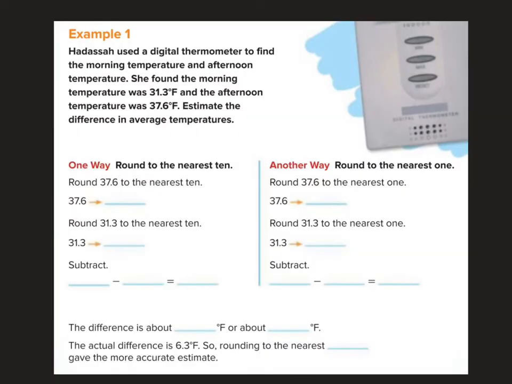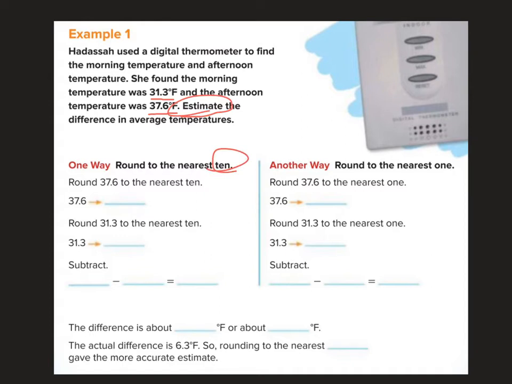Alright, Hadassah used a digital thermometer to find the morning temperature and afternoon temperature. She found the morning temperature was 31 3/10 degrees Fahrenheit, and the average afternoon temperature was 37 6/10 degrees Fahrenheit. Estimate the difference in average temperatures. So it tells us we need to estimate. So the first thing we're going to round to is the nearest tens.